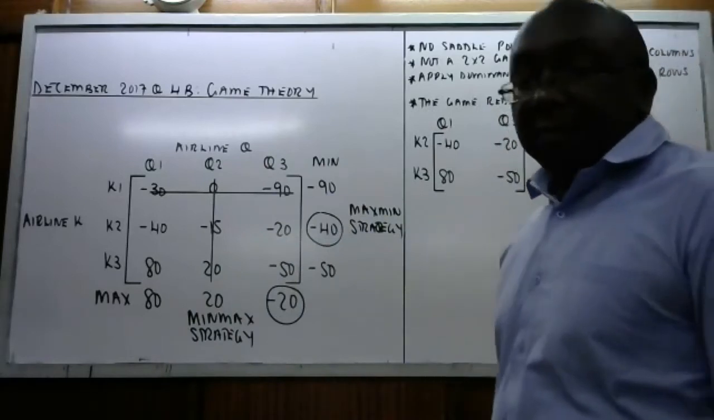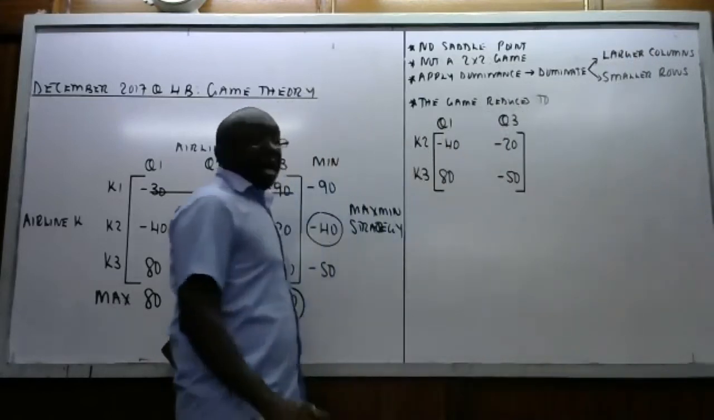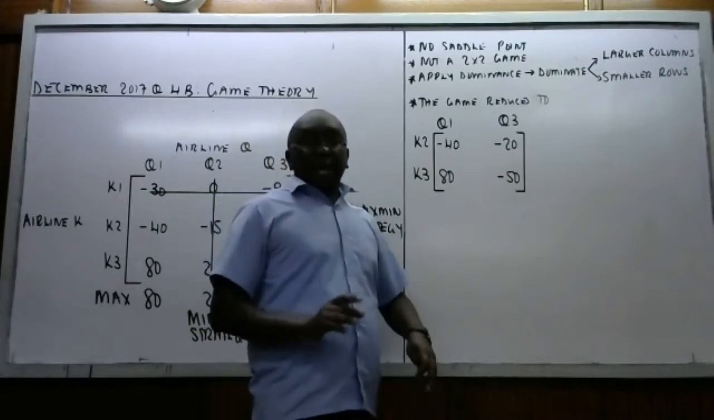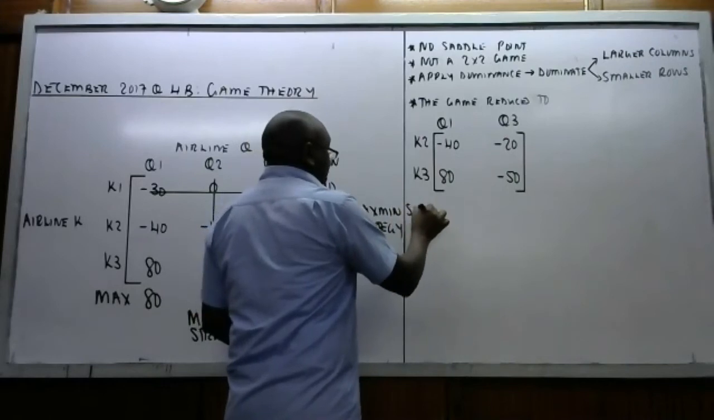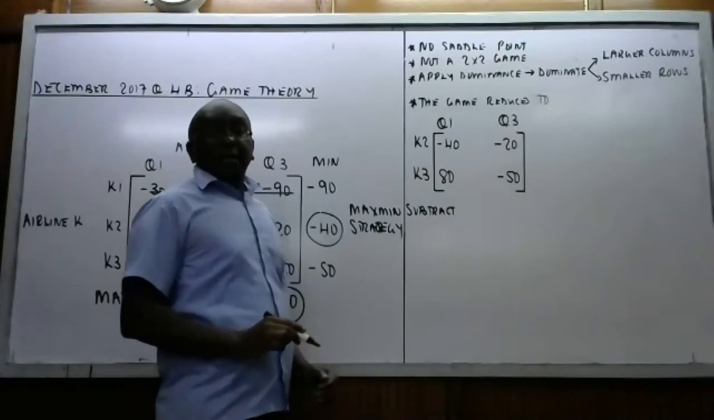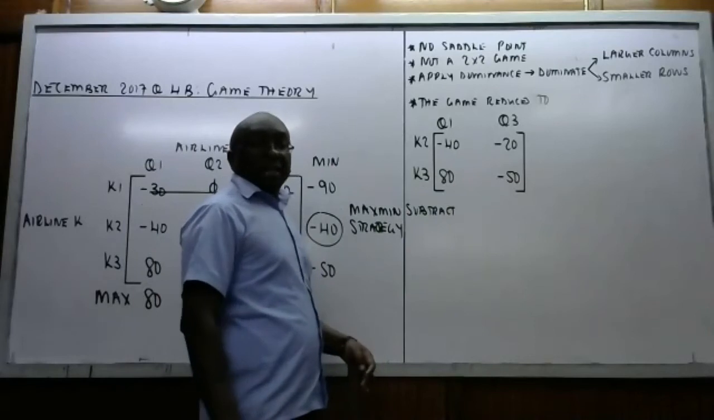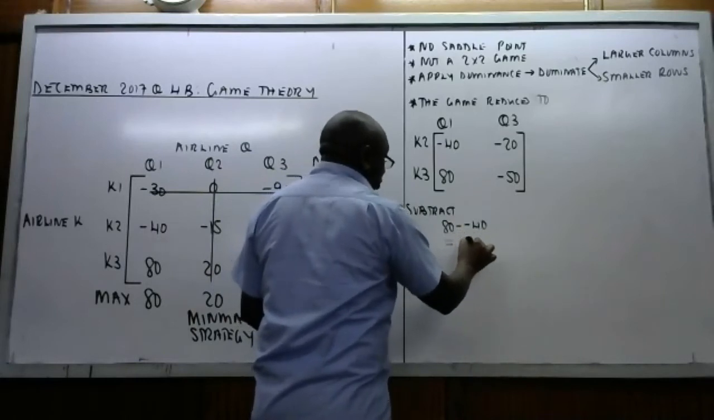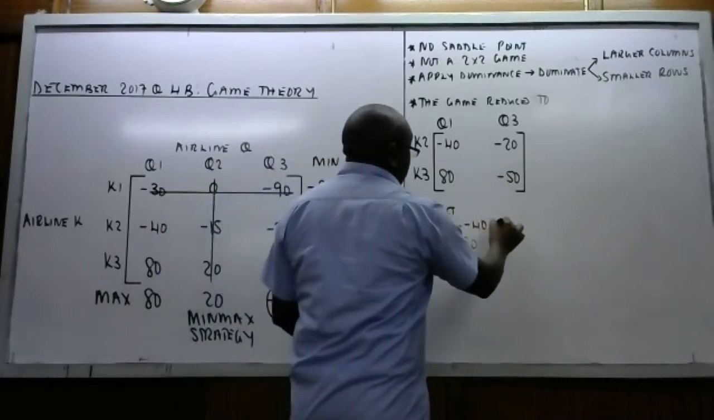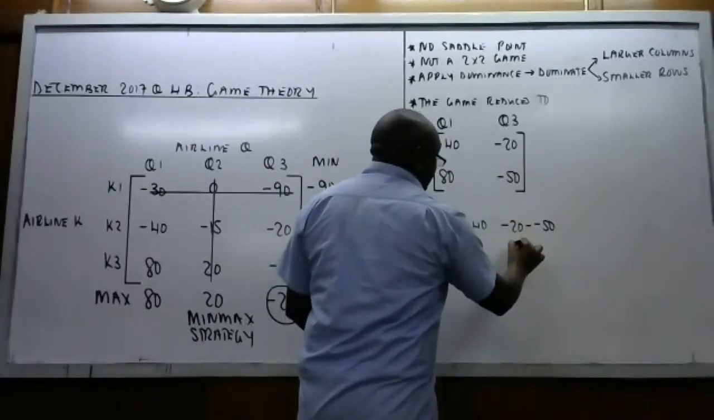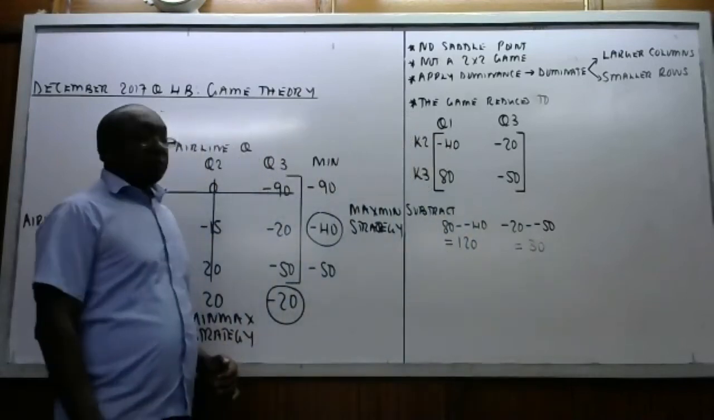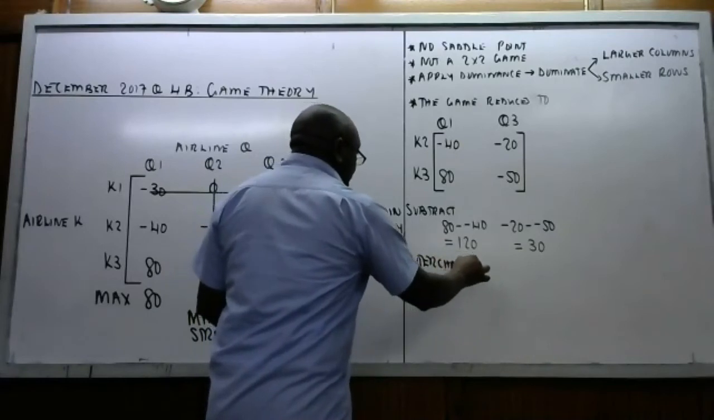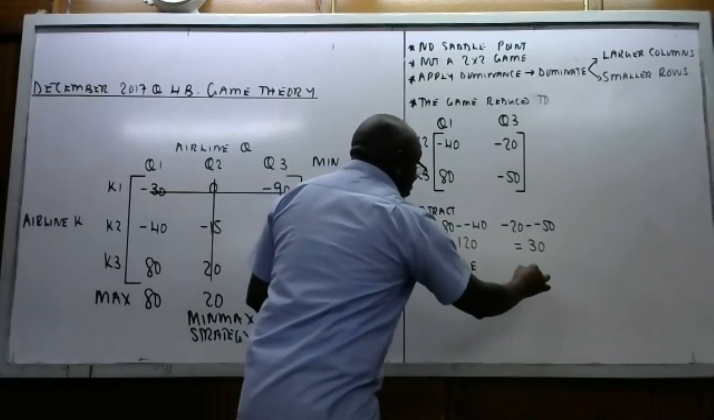So I told you, using the algebra method, there are 3 steps that we take. Step number 1 is to subtract. And subtracting, you take the smaller, you subtract it from the higher. So it will be 80 minus 40, and the answer is 120. Then for this one, it will be minus 20 minus 50, and the answer is 30. The second step, I told you, you interchange, so that 30 comes here and 120 comes there.